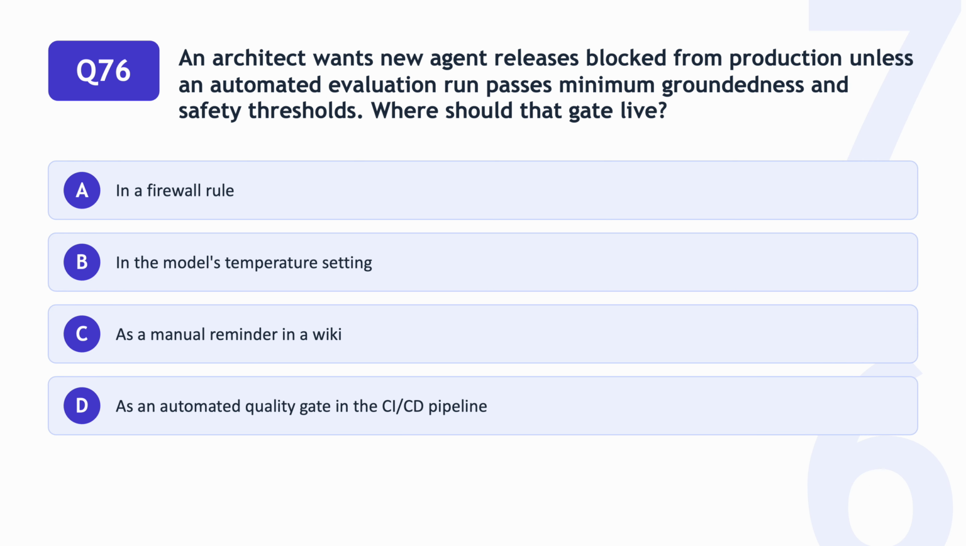Question 76. An architect wants new agent releases blocked from production unless an automated evaluation run passes minimum groundedness and safety thresholds. Where should that gate live? A. In a firewall rule. B. In the model's temperature setting. C. As a manual reminder in a wiki. D. As an automated quality gate in the CI/CD pipeline.